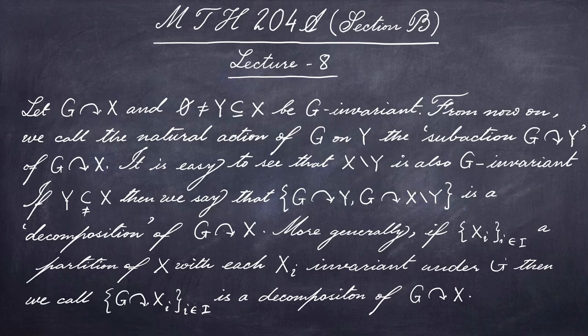This is the 8th lecture of the course MTH 204A for section B. In this lecture, we'll talk about decompositions of actions and representations of groups.